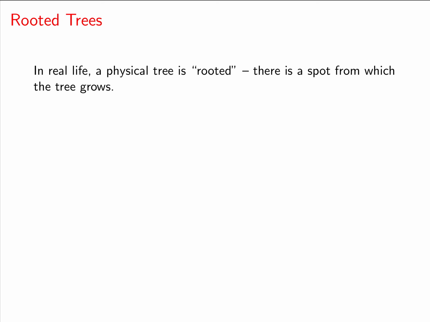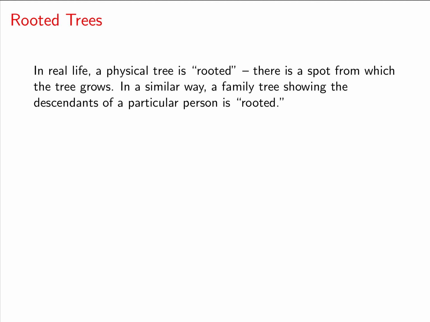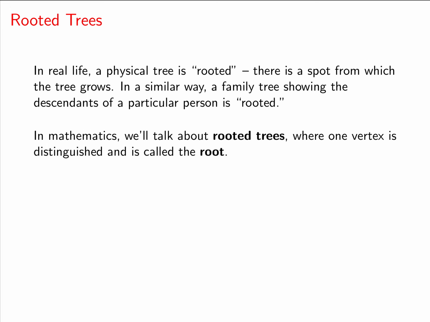Hello, discrete math fans. Our next topic is rooted trees. In real life, if you have a physical tree, one with leaves and branches and bark, a physical tree is rooted. There is a spot from which the tree grows. And in a similar way, a family tree that shows the descendants of a particular person is rooted. Now in mathematics, we'll talk about rooted trees, where one vertex is distinguished and is called the root.